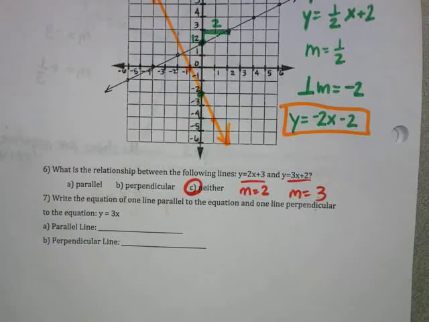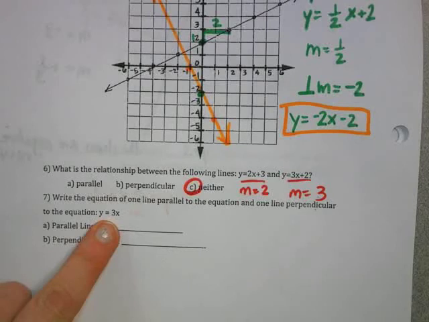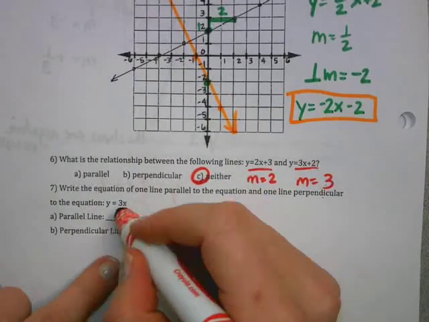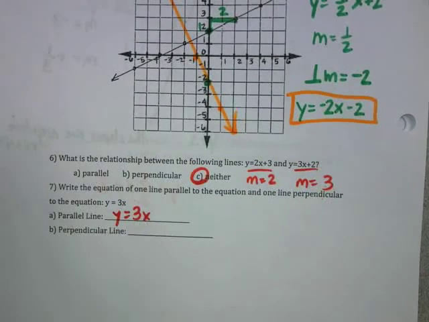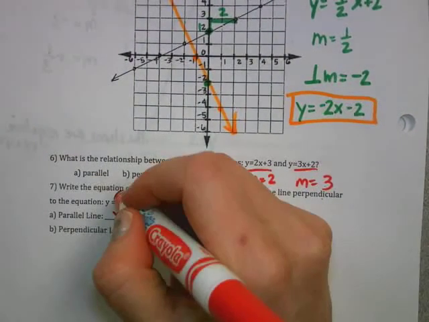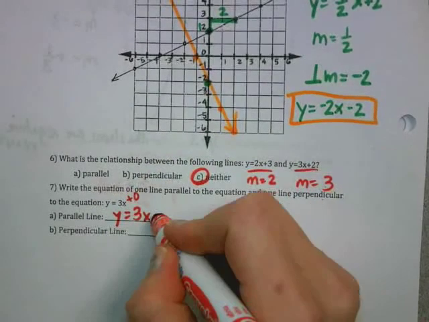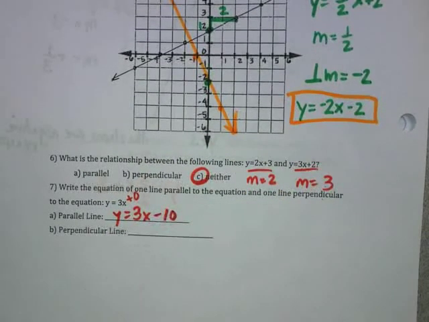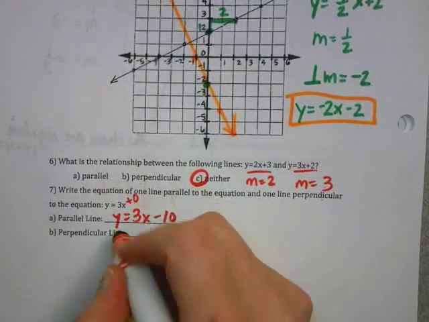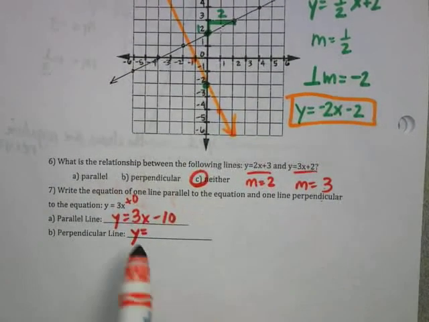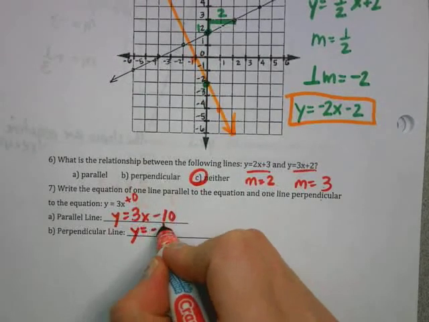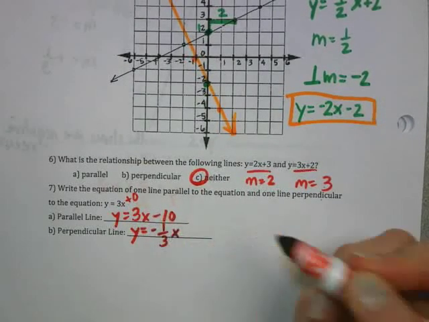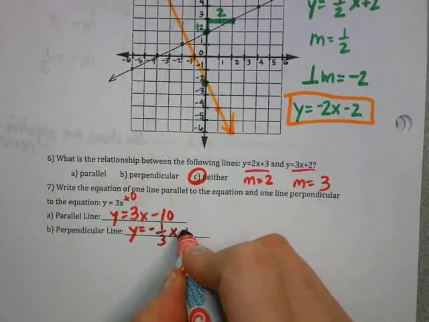All right, then number 7 says, write the equation of one line parallel to the equation and one line perpendicular. So parallel to this one would be the same slope. So it would be y equals 3x, and then we have to pick a different y-intercept. What's the y-intercept of this one? It's 0, so we just pick any other number. So I don't know, whatever you want. Minus 10, I'll say. A perpendicular line has a negative reciprocal slope. So if this one's 3, what's the negative reciprocal of 3? It's negative 1/3. And then you have your x, and you pick any other number you want. I'll just say plus 2 this time.